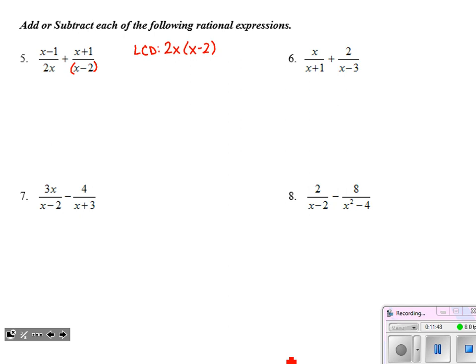Okay, so we're looking for the missing piece. That's what we're multiplying in. X minus 2 is missing from the first fraction's denominator, so I'll multiply that in top and bottom. And from the second fraction, I'm missing the factor of 2x, so I'll multiply that into top and bottom. Just set up that least common denominator for the whole thing.